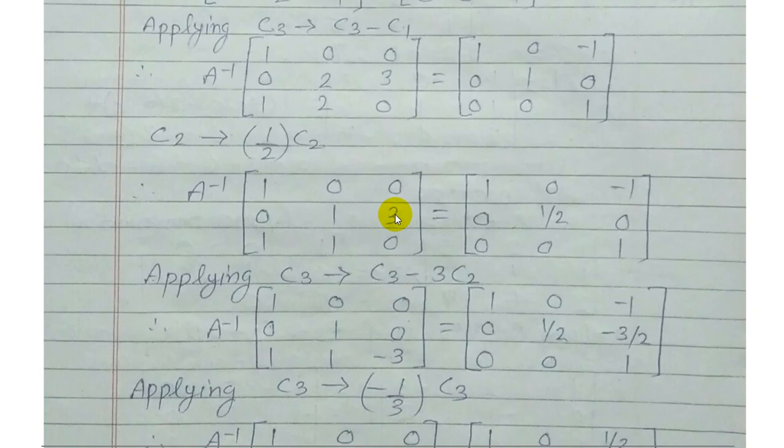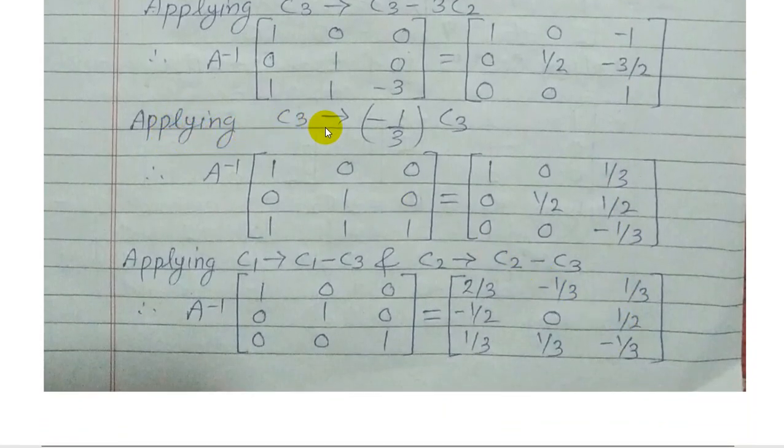So what will happen here? 0 minus 3 into 0, that is 0. 3 minus 3, that is 0. 0 minus 3 into 1, minus 3. So therefore A inverse, first column as it is, second as it is, third column 0, 0, minus 3 equals first column as it is, second column as it is, but in third column, now this is minus 1, minus 3 into 0, that is minus 1. Here 0 minus 3 by 2 becomes minus 3 by 2 and 1 minus 3 into 0 becomes 1.